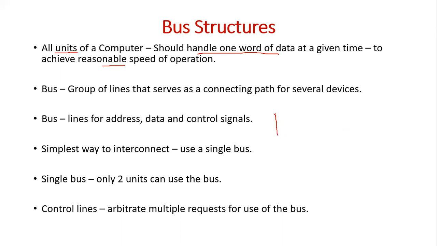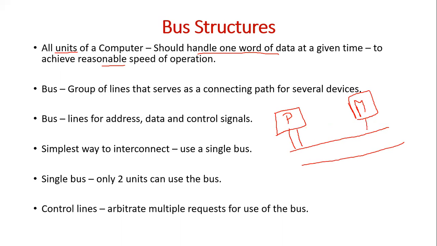Okay, so let us assume there is a processor here. Say this is a processor. Say there is a memory unit here. This is a memory unit. Say the processor and memory unit are connected through a bus. This is the bus.